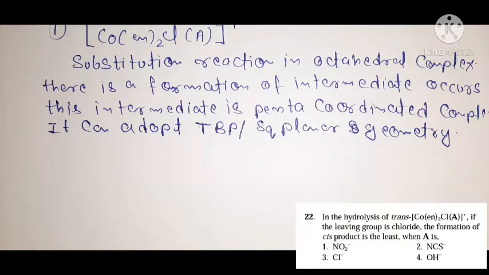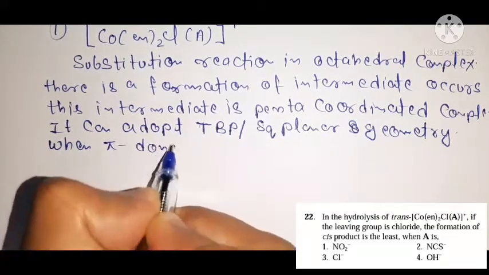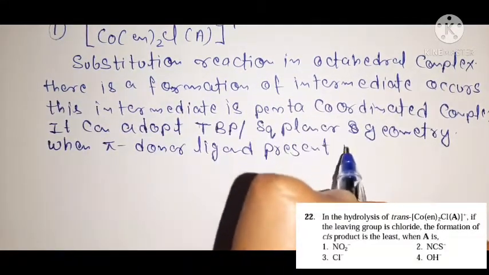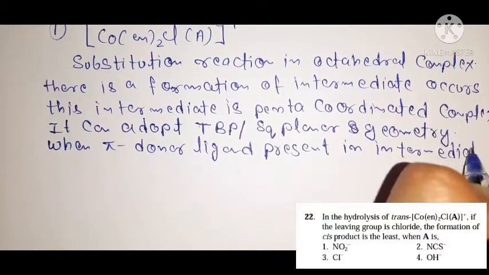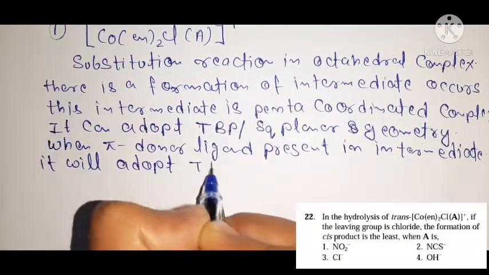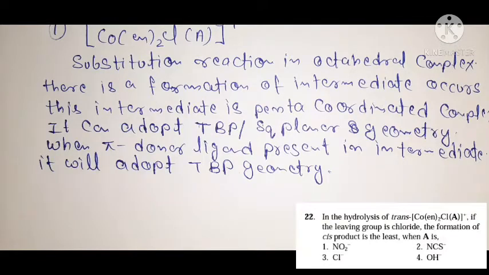So this is the first condition which decides whether this intermediate adopts trigonal bipyramidal geometry or square pyramidal geometry. Okay, so when an intermediate has a pi donor ligand, it adopts trigonal bipyramidal geometry, that is TBP, because this stabilizes the trigonal bipyramidal geometry.